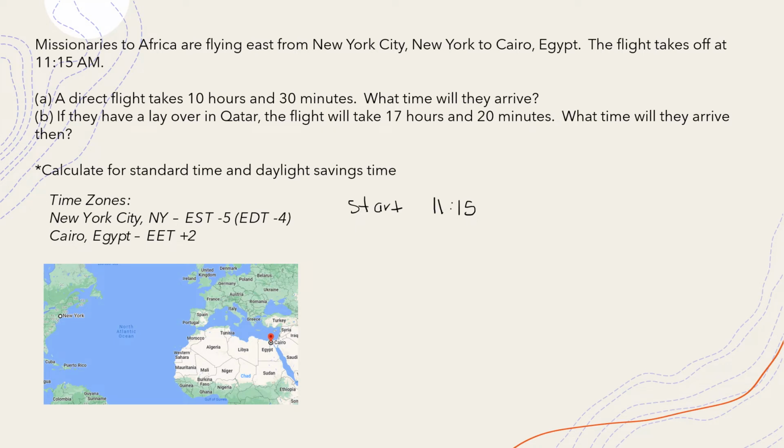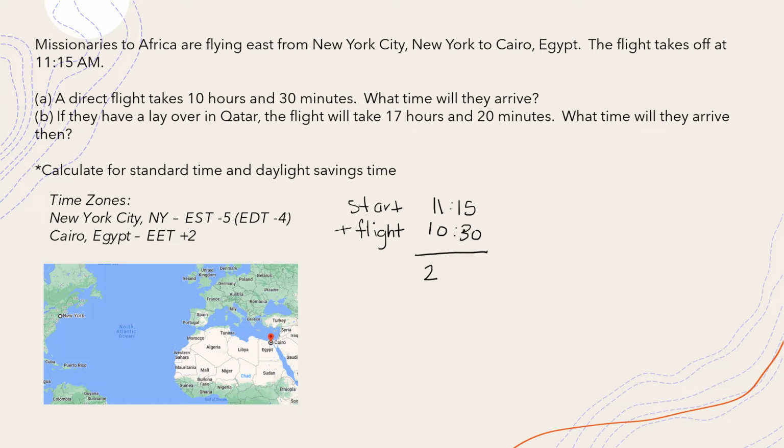The next thing I like to do when I think about this is add on how long it takes to fly. So I'm going to say, how long is my flight? All right, well, for part A, it says my flight is 10 hours and 30 minutes. So at this point, I'm just going to add 10 hours and 30 minutes onto that start time.